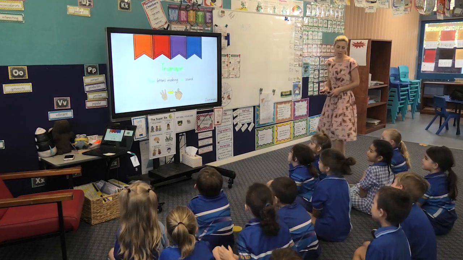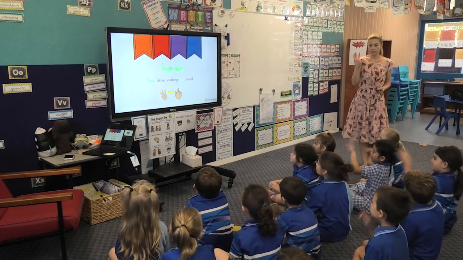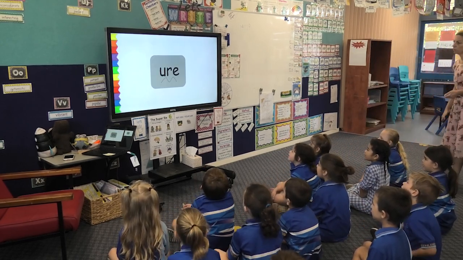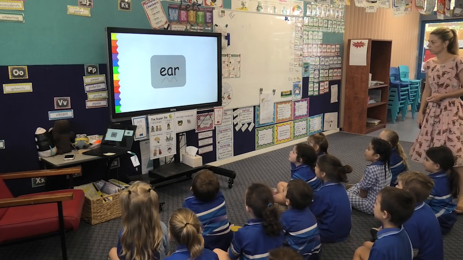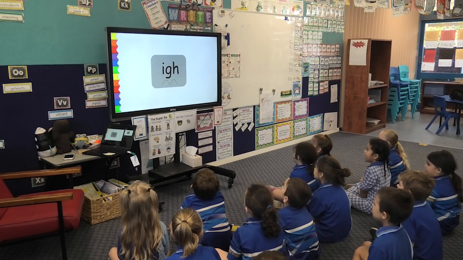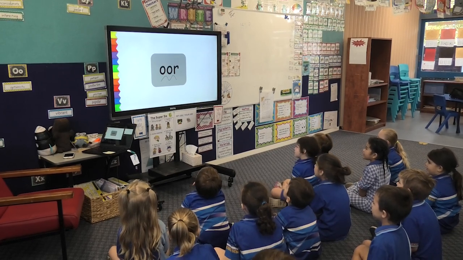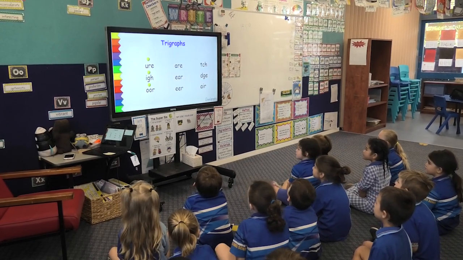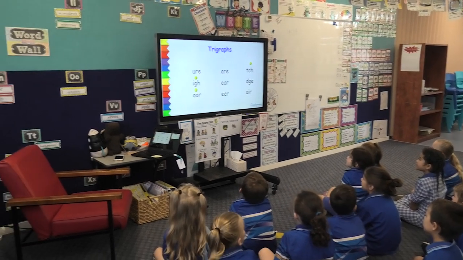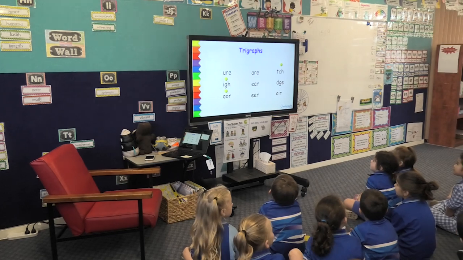We are moving on to trigraphs. Trigraphs. Three legs making one sound. Here you go. A like saw. Follow my balls. Go. Oh, stop. One voice. Go.